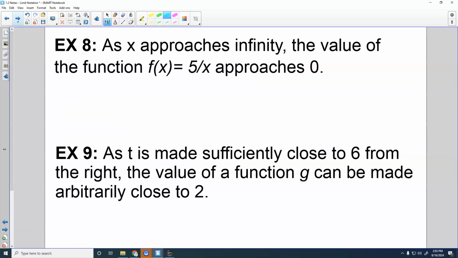Okay. All right. So as x approaches infinity, the value of the function f of x approaches 0. So again, in our limit notation, what does x approach here? Infinity. Okay, so we'll have x approaches infinity. What goes over here for our function? f of x. And then I've also got that 0. That's equals 0.